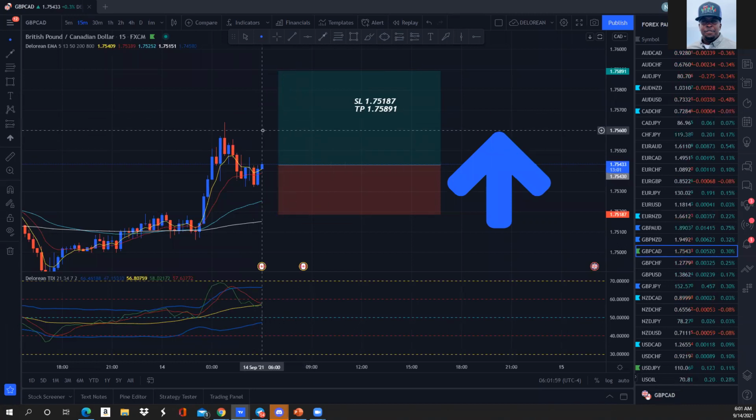So that's what you're looking for. Collect those pips. Pips turn into dollars.